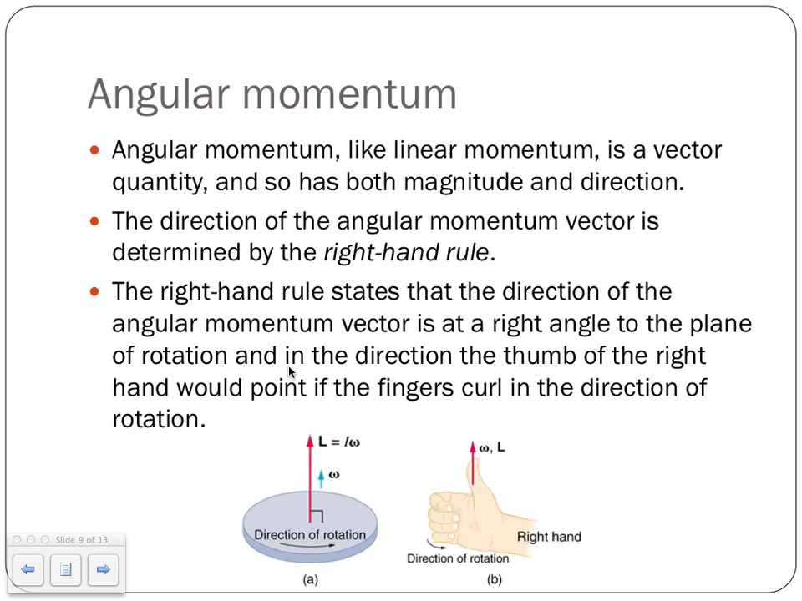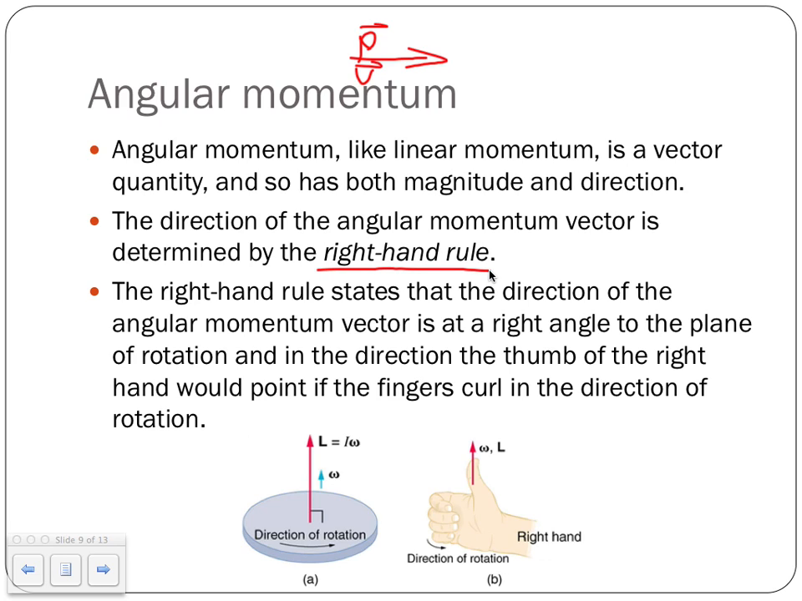The next thing we have to look at is the direction, because angular momentum, like linear momentum, is a vector. Linear momentum, we said, is always in the same direction as the velocity vector. But when we start talking about things that rotate, it's a little more difficult to discuss what it means for something that's rotating to have a vector quantity, to have a direction. As we said, if it's a vector, it has both magnitude and direction. So to figure out the direction of the angular momentum, we use something called the right-hand rule.